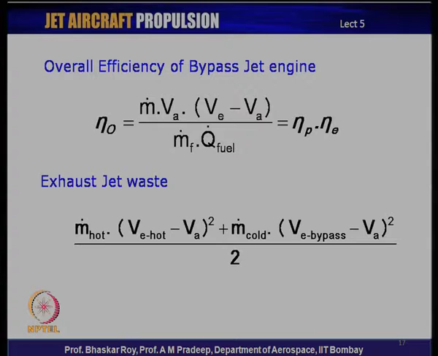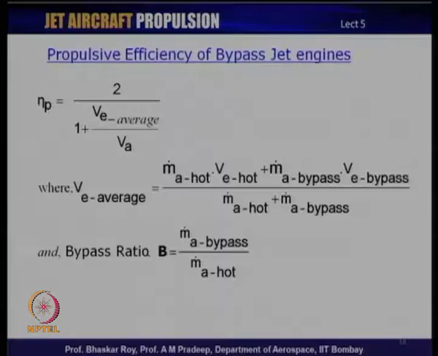So, the energy waste per unit mass flow for the cold component is going to be very low. So, per unit mass flow the cold component jet waste is of a very low order, and that is one of the reasons one can conceptually understand why a bypass engine would have higher propulsive efficiency. We can take a look at this simply mathematically. Propulsive efficiency has been defined before simply as 2 divided by 1 plus V e by V a.